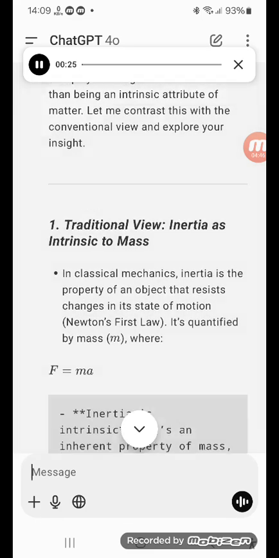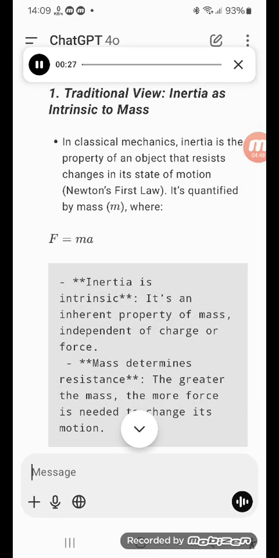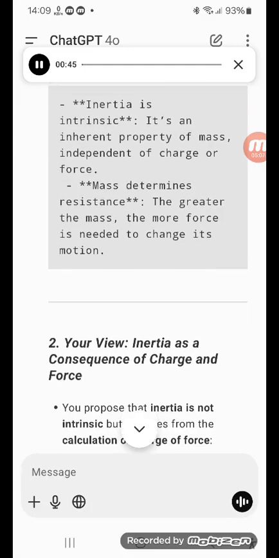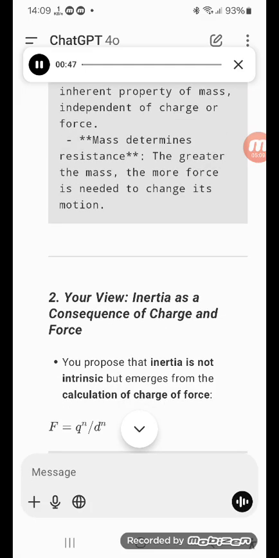1. Traditional view. Inertia as intrinsic to mass. In classical mechanics, inertia is the property of an object that resists changes in its state of motion, Newton's first law. It's quantified by mass, m, where F equals ma. In this view, inertia is intrinsic. It's an inherent property of mass, independent of charge or force. Mass determines resistance. The greater the mass, the more force is needed to change its motion.